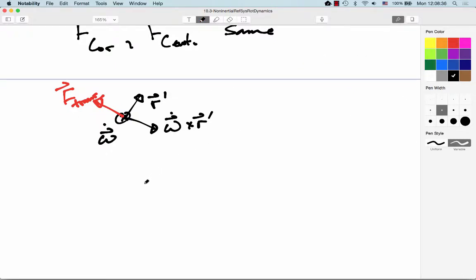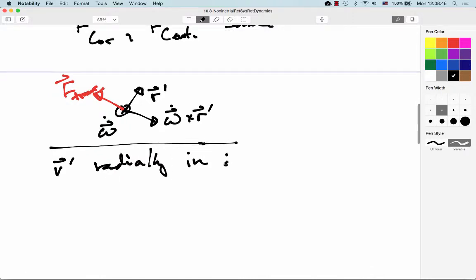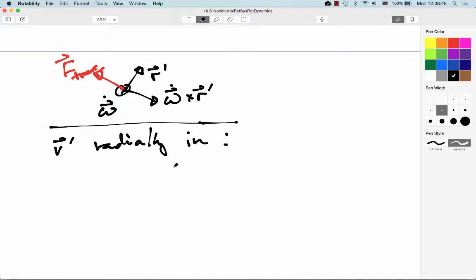Let's go ahead and repeat for the case of v prime being radially in. The transverse force is the same as the previous two cases because it doesn't depend on v at all.